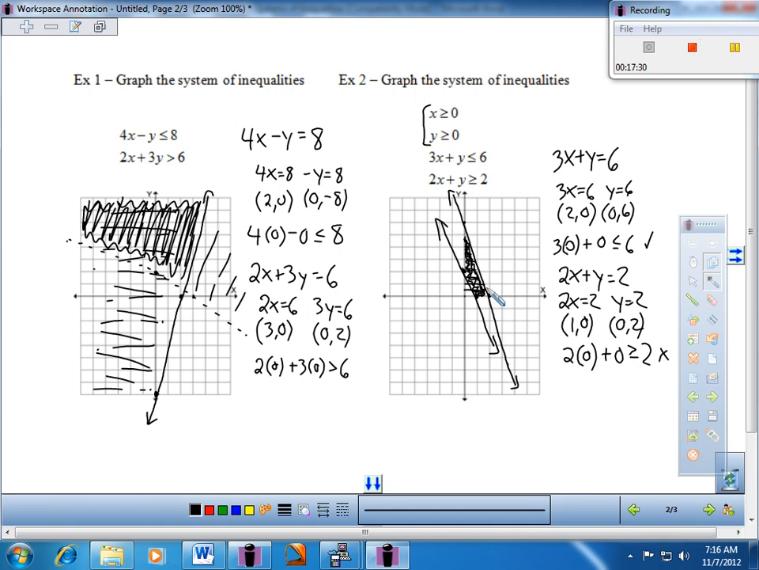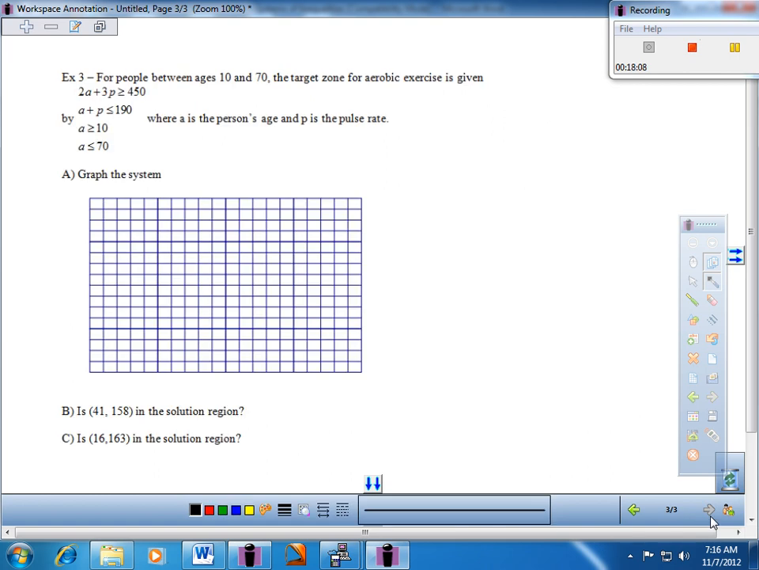All righty. Good, good, good. Let's go on to the last one. So this is a good one right here. Just a nice application, dealing with systems of inequality. So I'll read through it, and then we'll graph it and get underway.